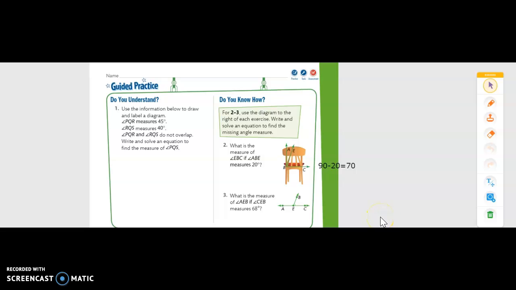Does that make sense for everybody? Does everybody understand where I got that 70 from? So angle EBC would equal 70 degrees.